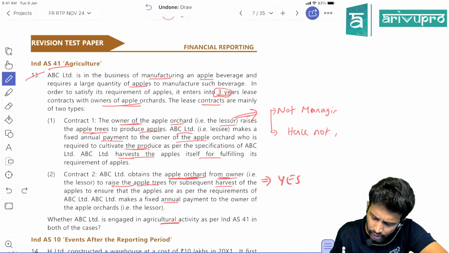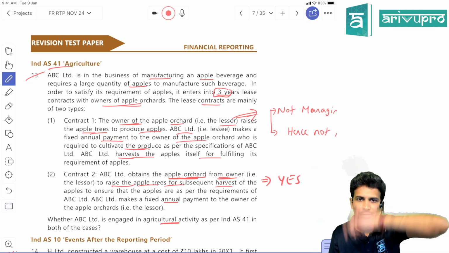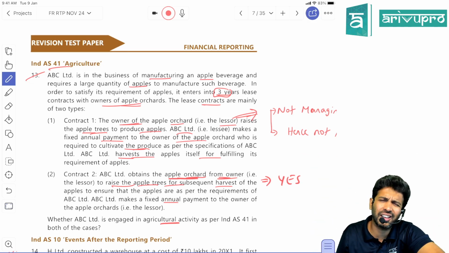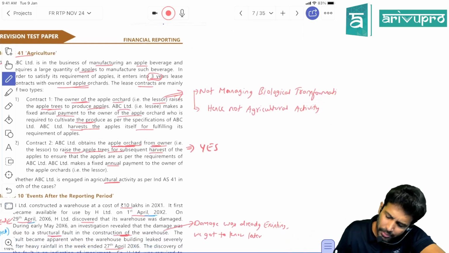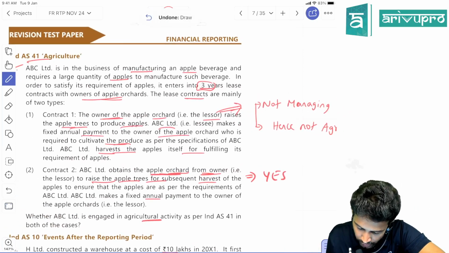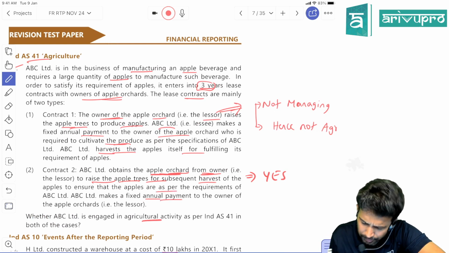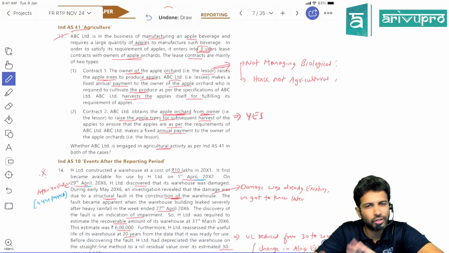This is a contract. So in the second contract, are we just going and plucking? No, we are doing everything. So in the second case, will it be an agricultural activity? Very much yes. Since we are managing all this, we are managing biological transformation, so it will be an agricultural activity. Then we harvest, and because of this we make some payment. So in the second case, yes, it will be an agricultural activity.